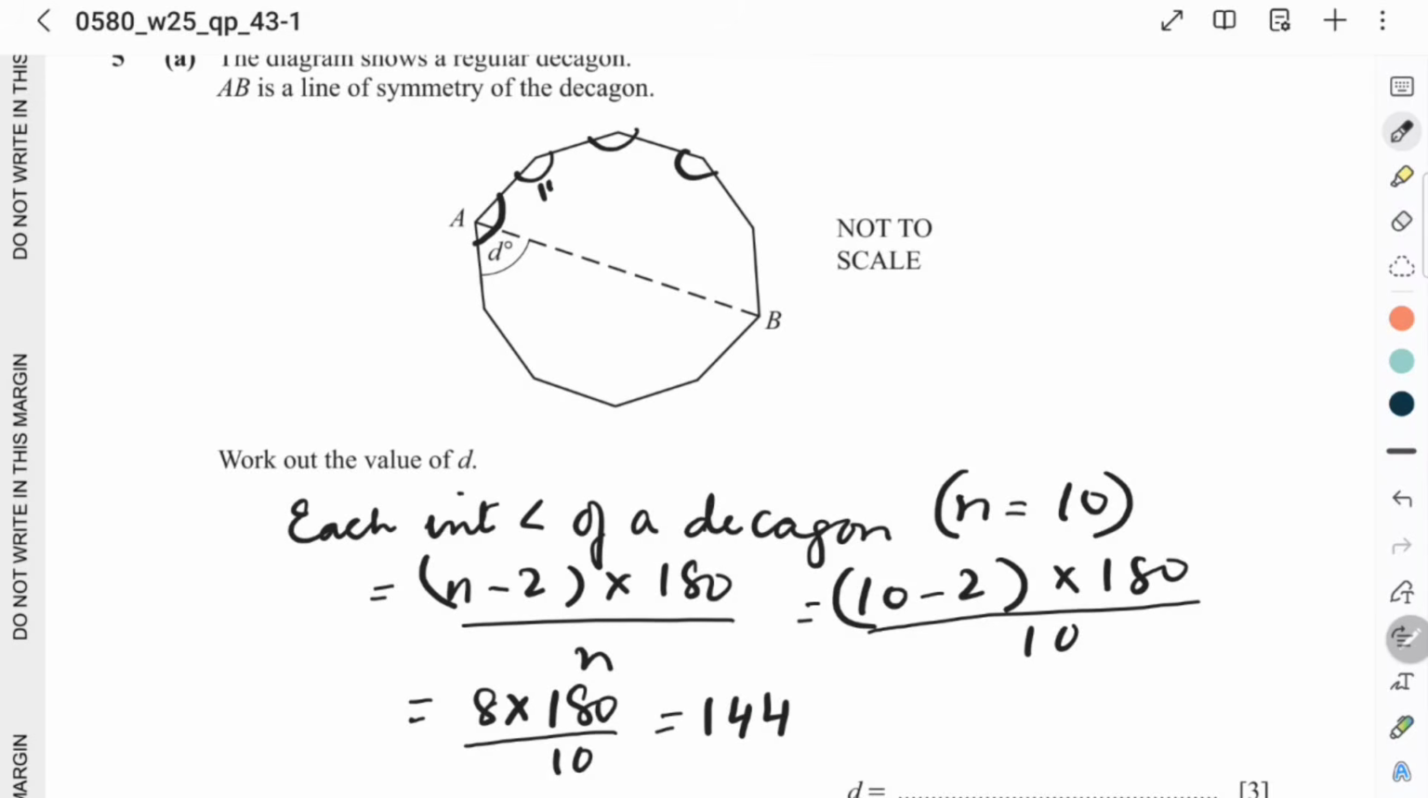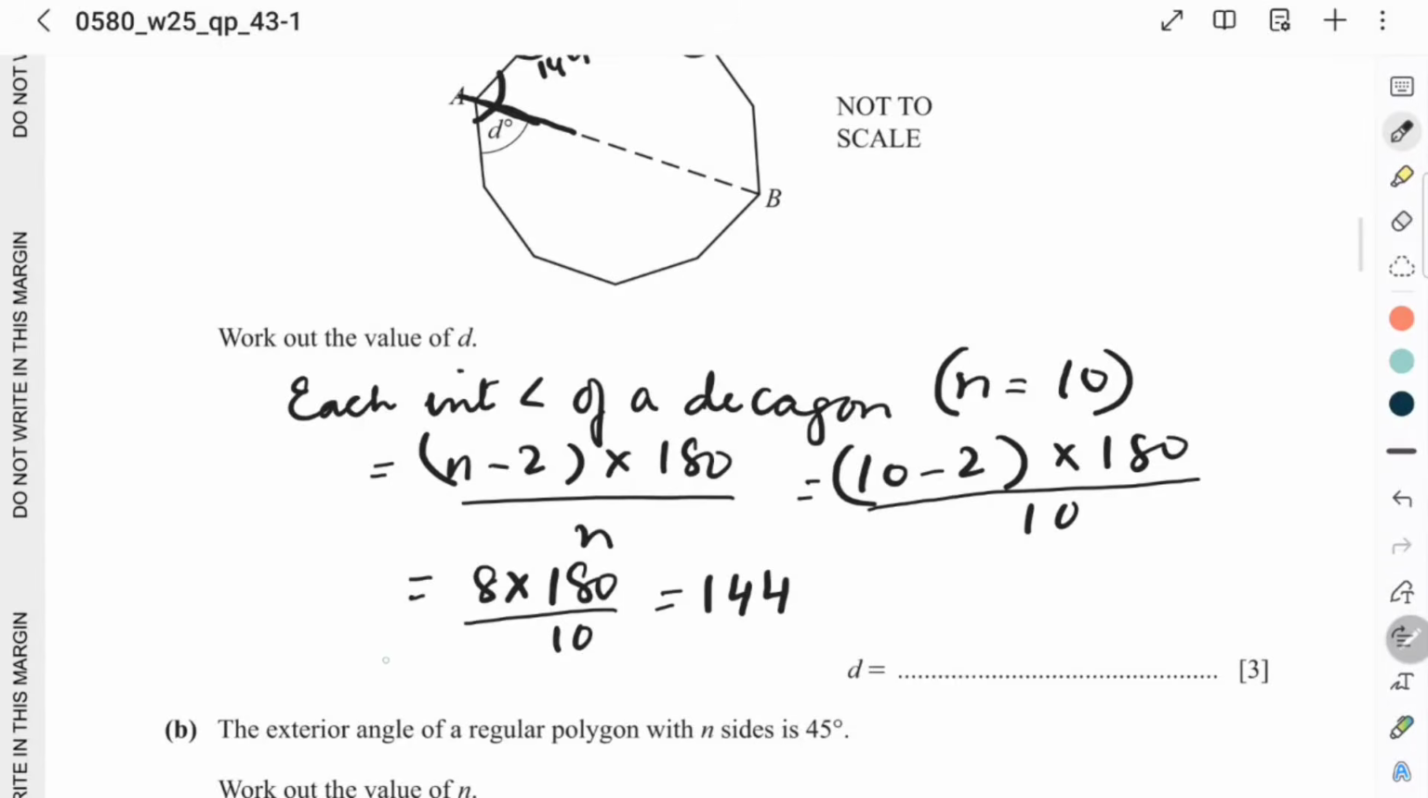So it means the whole angle is equal to 144, and it's the line of symmetry. So 144 is divided into 2 parts. So your D will be equal to half of 144. This is equal to 72 degrees.